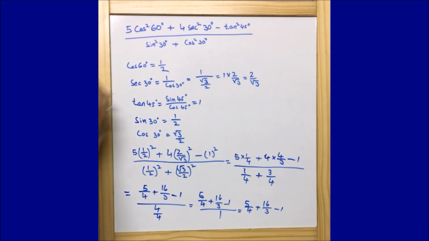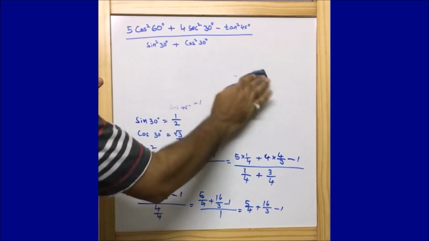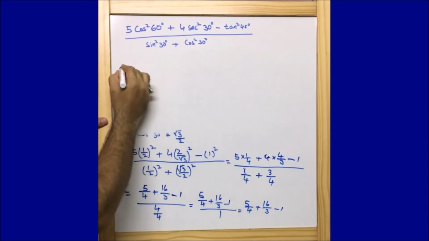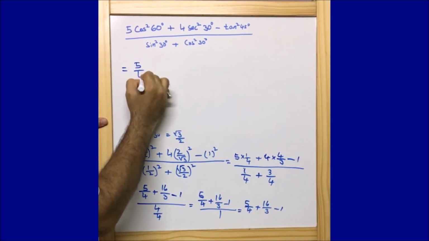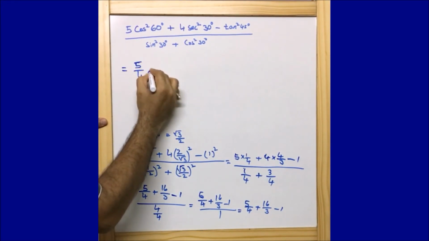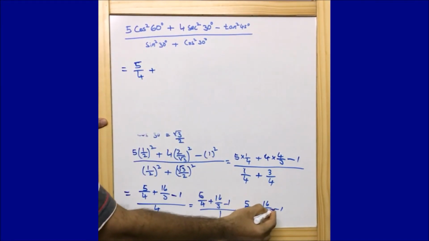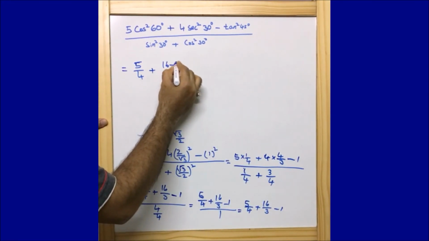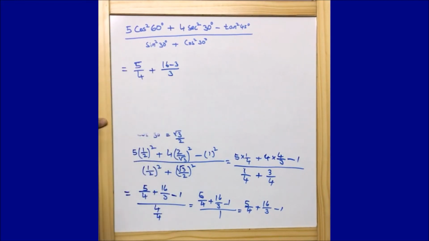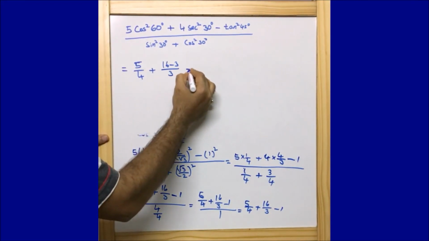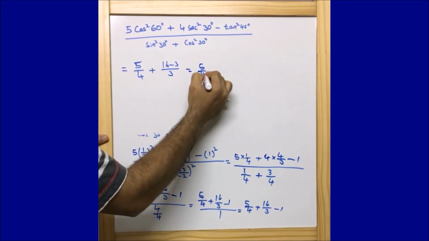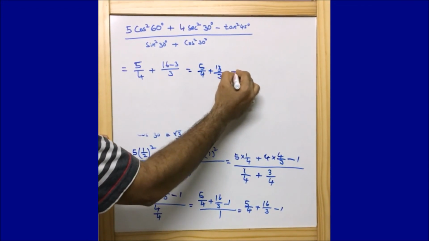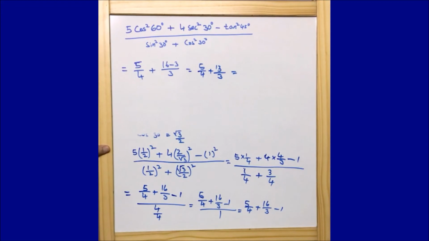Let us solve that one. We have 5 by 4 plus 16 by 3 minus 1. Taking LCM as 3, I can write 16 minus 3 by 3. So that is nothing but 5 by 4 plus 13 by 3.